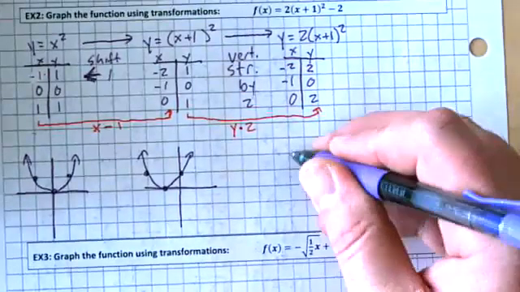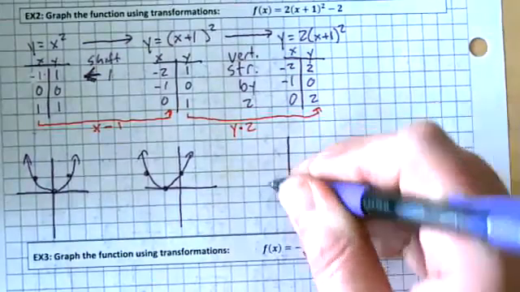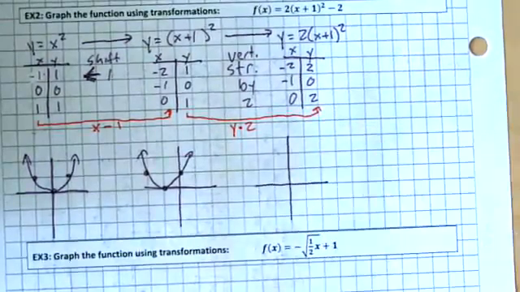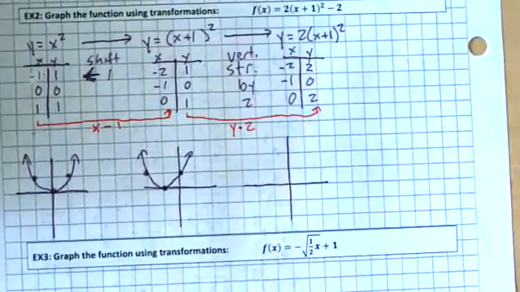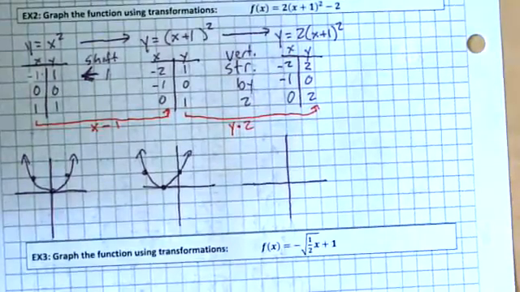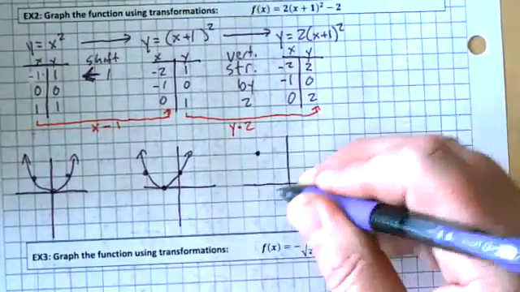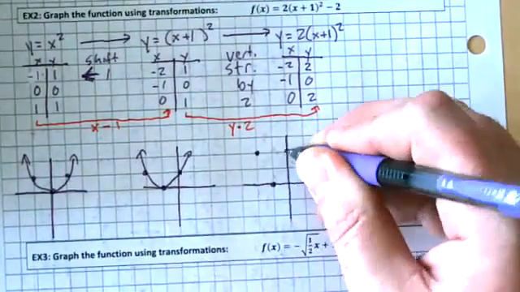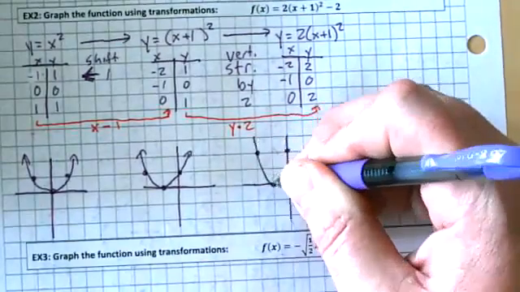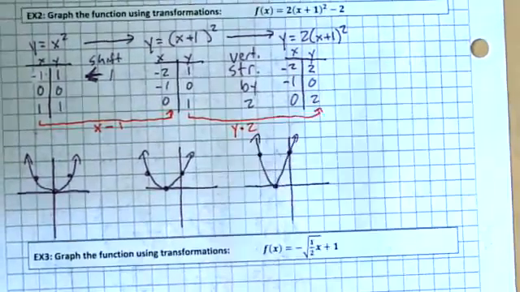So I'll go ahead and sketch this graph and hope that it looks like it's been stretched vertically by 2. So (-2, 2), (-1, 0), (0, 2). Oh yeah, that looks good.